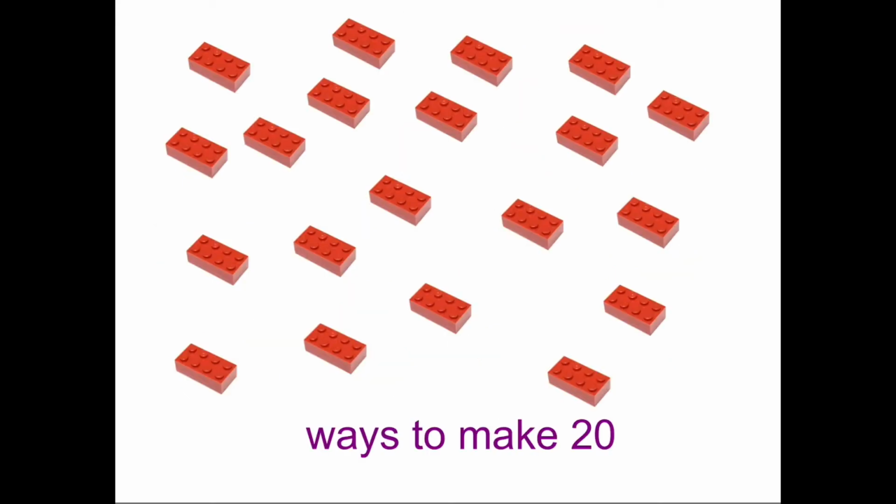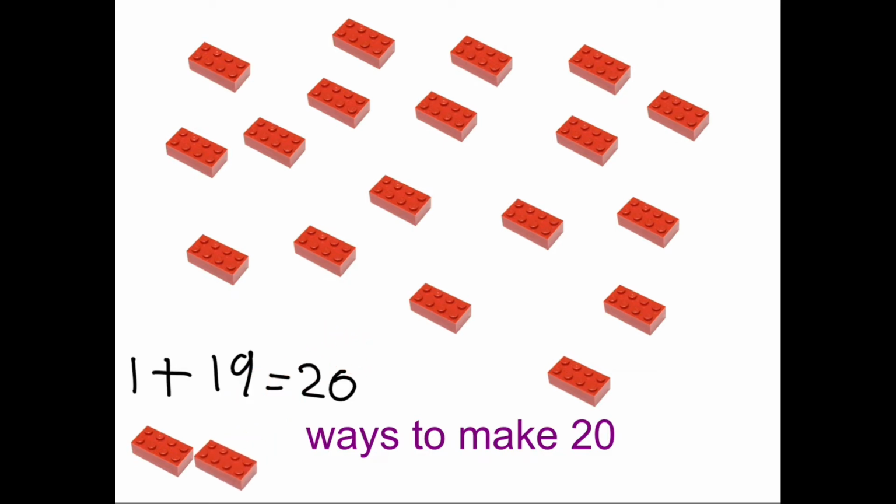Now, once you've got 20 things, it makes it a lot easier to find the different ways to make 20 because you can put them into two groups. So if I move this one over here, straight away we've got an addition sum because we've got one add. I wonder if you already know how many will be over there. If you don't, you can count them. There are 19. 1 add 19 equals 20. And then if you maybe move another one over there, then you've got 2 add. And if you don't know, you can count them, but you might see that a pattern starts to happen. 2 add 18 equals 20.